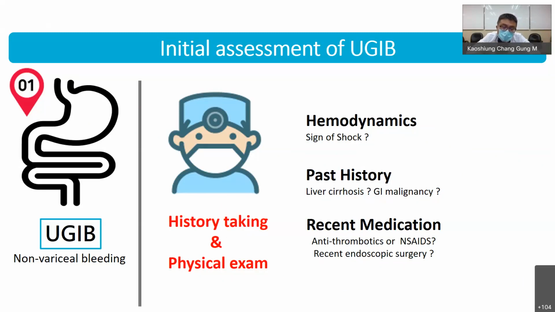Next step, you need to carefully review the patient's past history and recent medication intake. If patients have cirrhosis, maybe you need to consider variceal bleeding, okay? Or if patients recently took antithrombotics like aspirin, Plavix, or NSAIDs, maybe this is drug-related gastrointestinal bleeding.